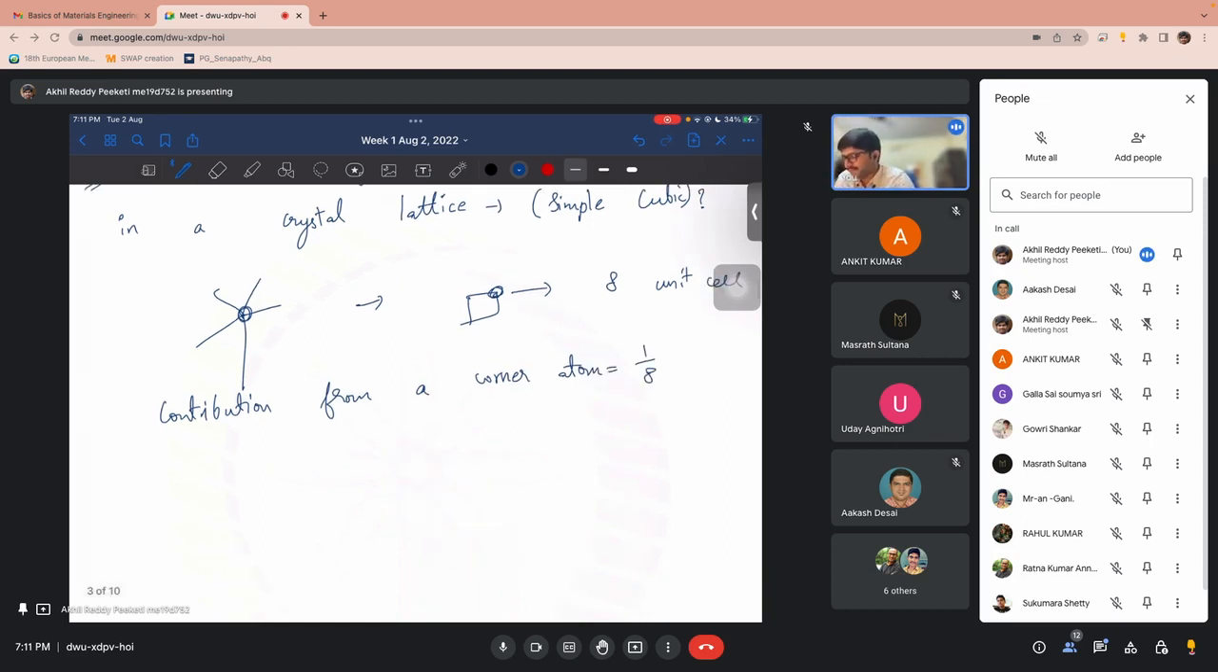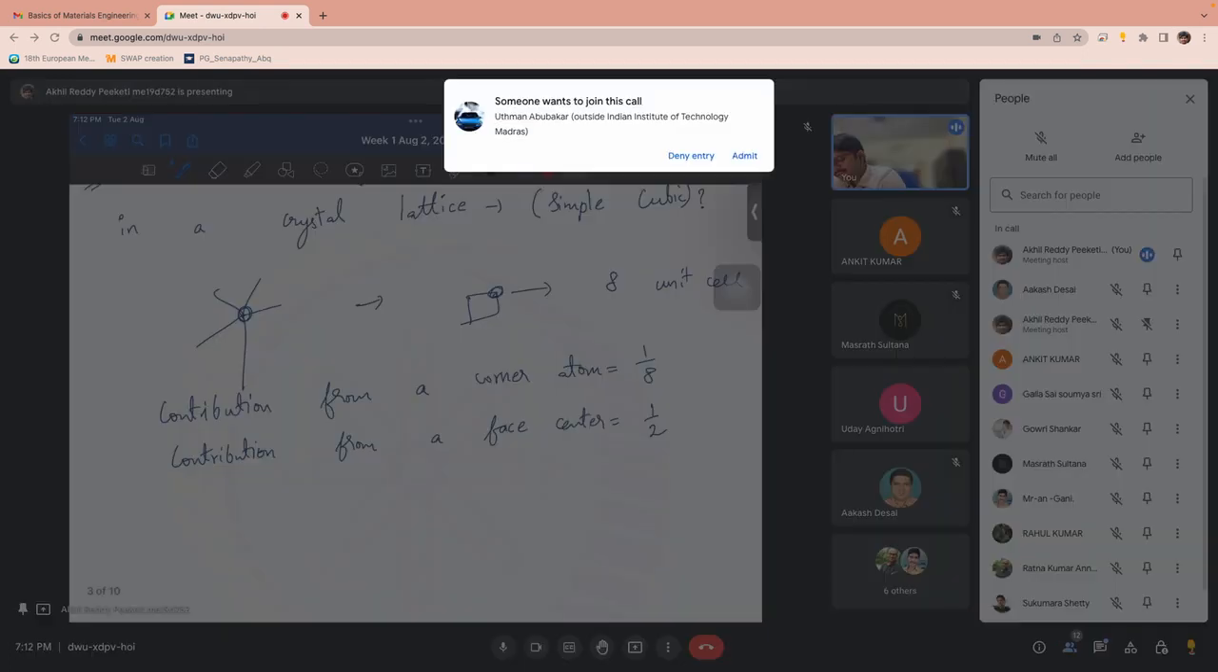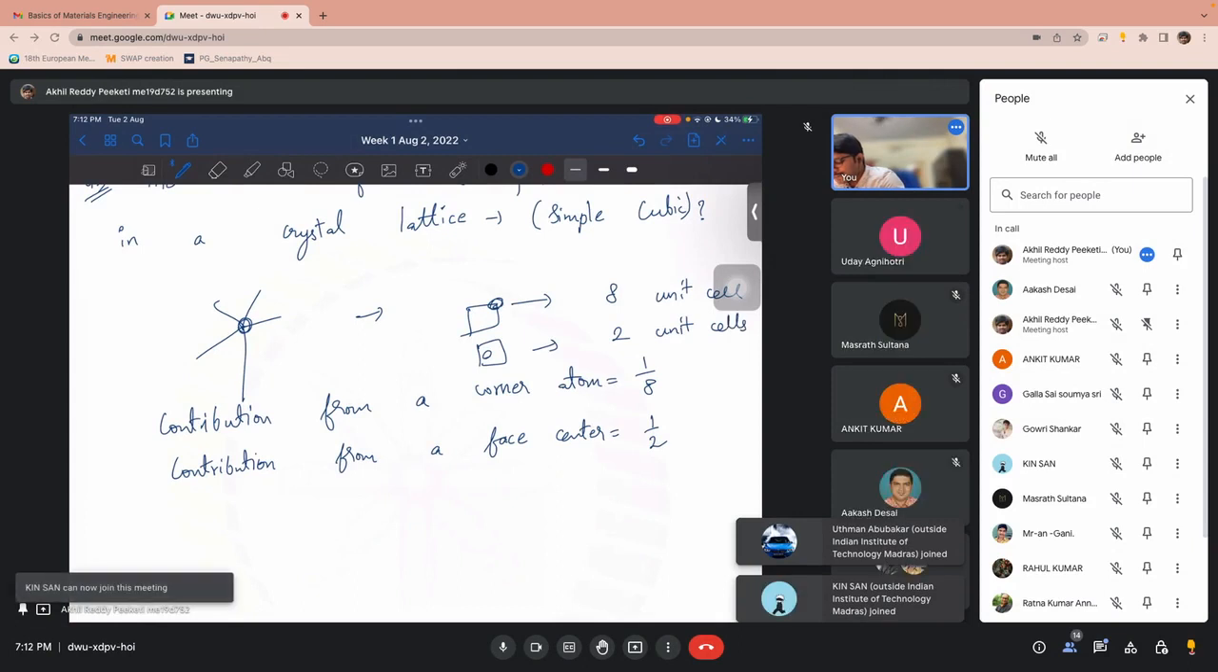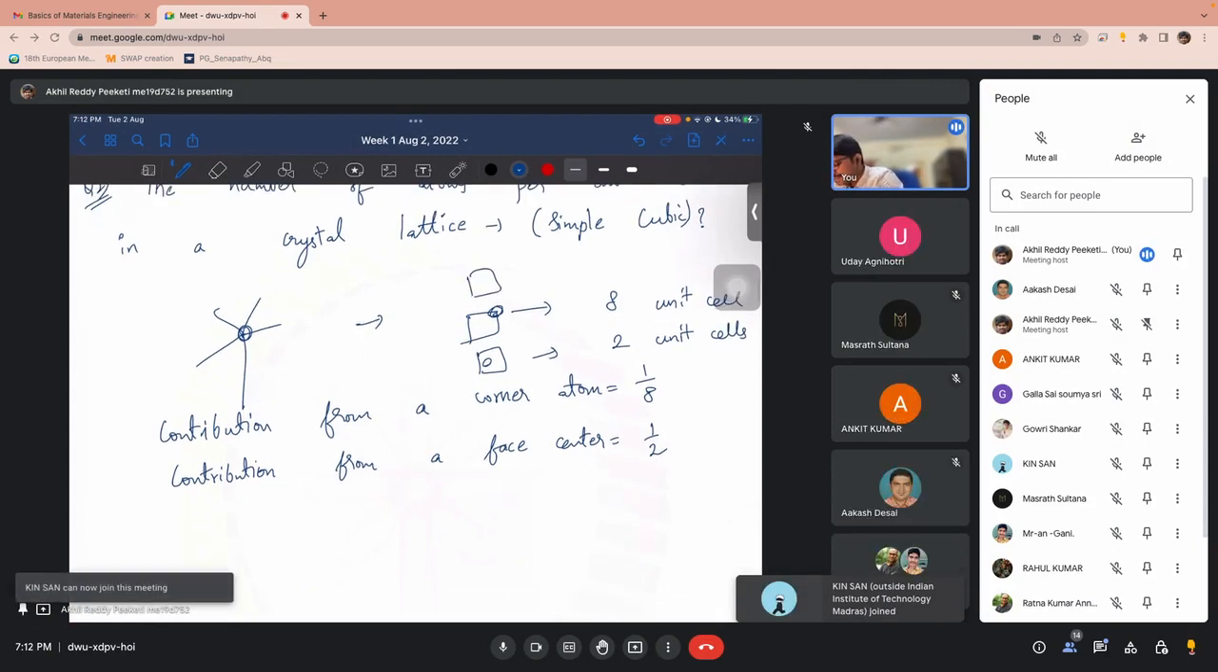So if you have a face centered atom, yes, because each face is shared by 2 unit cells, each contribution would be 1 by 2. So corner atoms are shared by 8 unit cells and face centered atoms by 2 unit cells. And if you have a body centered atom, it's not shared, only 1 unit cell will have it.